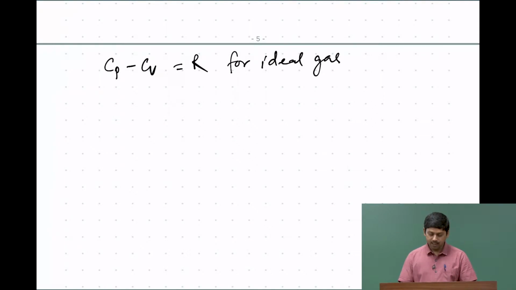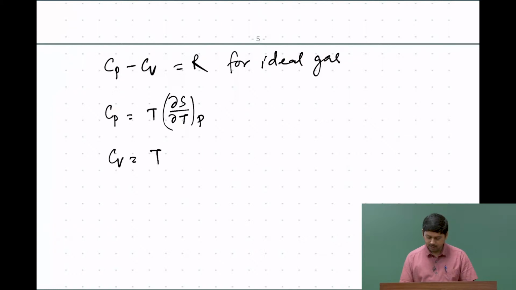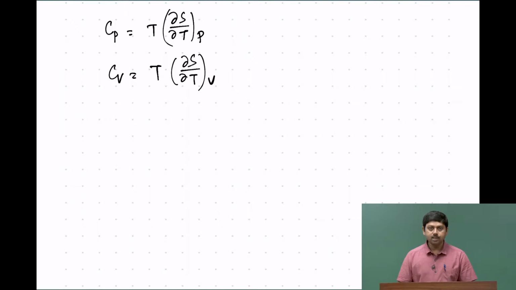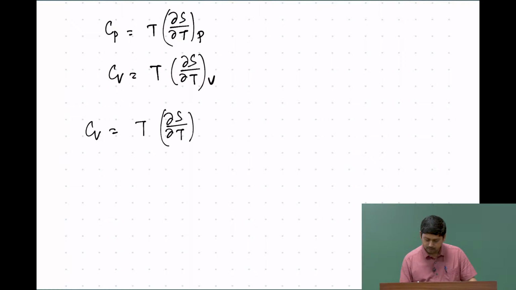In order to understand that, we will go to the general formula of Cp and Cv. You know Cp is T del S by del T at a constant P, and Cv is T del S by del T at a constant V. We can start with any of them and see whether the other one comes up or not. So, we will start with Cv. Cv is T del S by del T at a constant V.